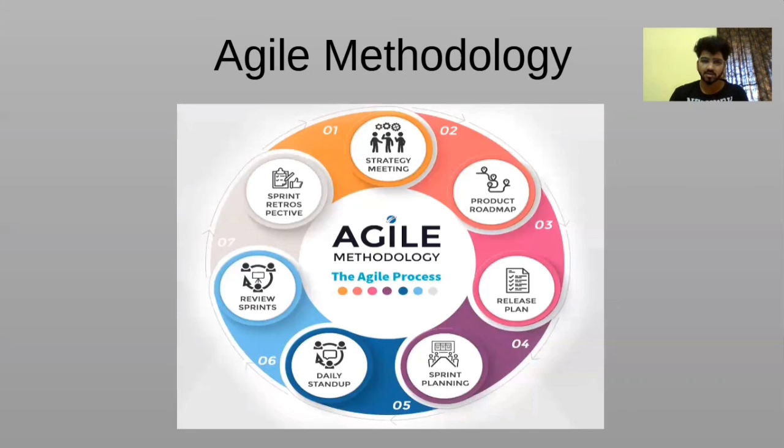So moving on to the last part, which is the sprint retrospective meeting, where the entire Scrum team will be involved. They'll be looking at the achievements which they have made in the current sprint, which hurdles or problems they have faced, and what needs to be improved. So in this meeting, they'll be discussing so that in the next sprint, they will not make the same mistake. So yes, this is about the agile methodology.